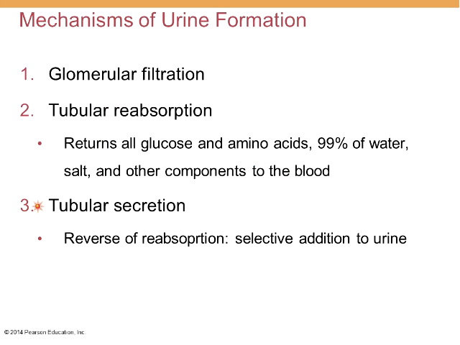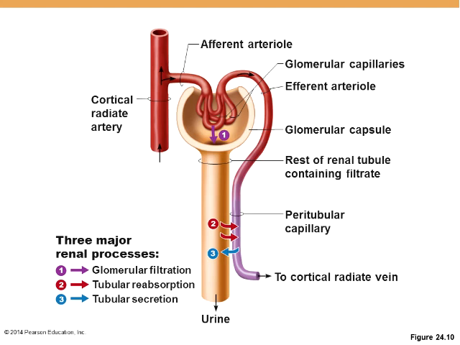There's a minor sort of fine-tuning process called tubular secretion. And that is where, even at the point of the tubules, the blood is going to actually put some things into the filtrate, into what will become urine. It's the reverse of reabsorption, and it selectively adds things back to the urine. You might say this is the big process, and then this is the fine-tuning mechanism. And we'll talk about how those things occur. So here we're looking at glomerular filtration, tubular reabsorption, and tubular secretion.